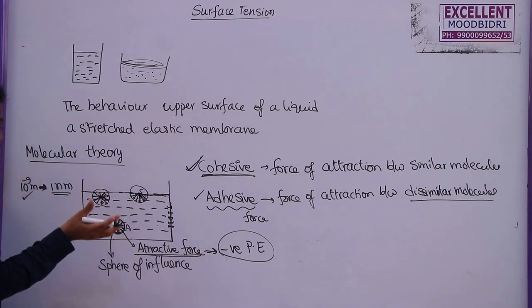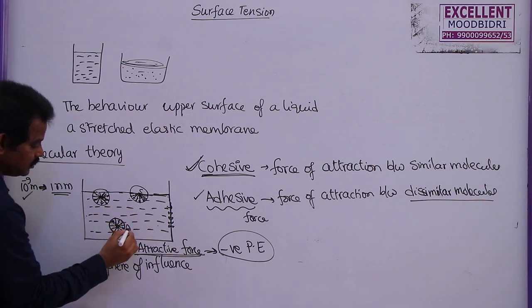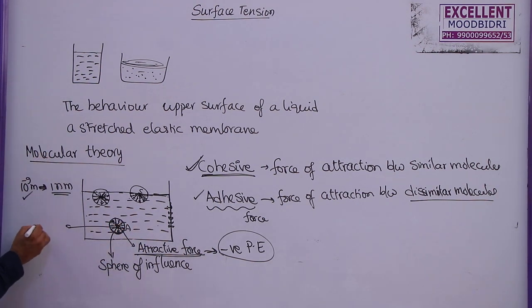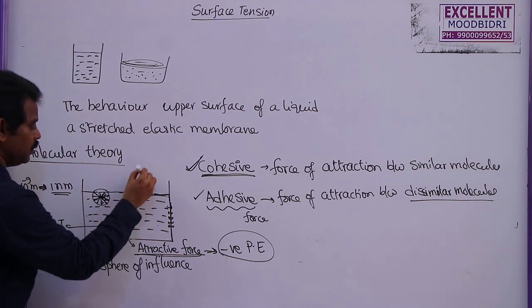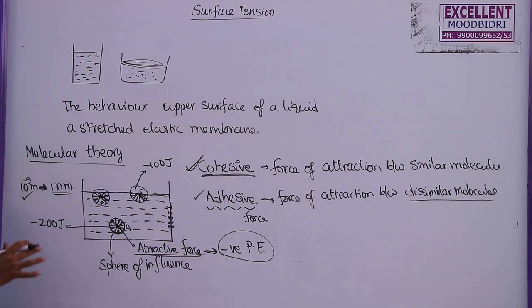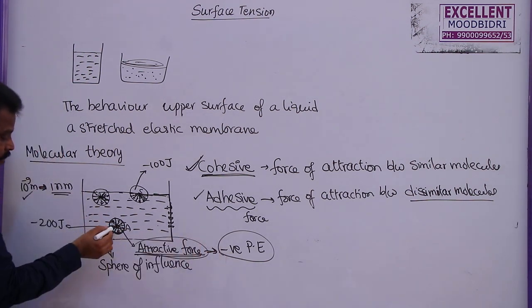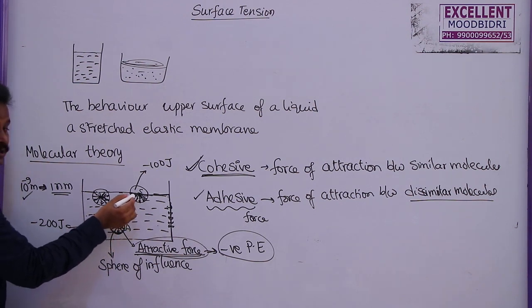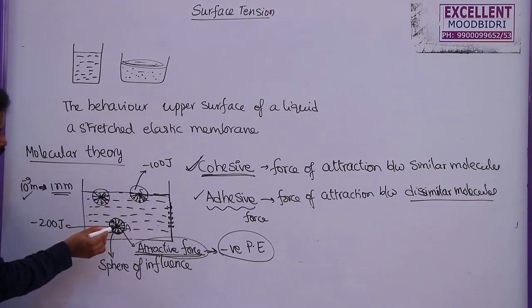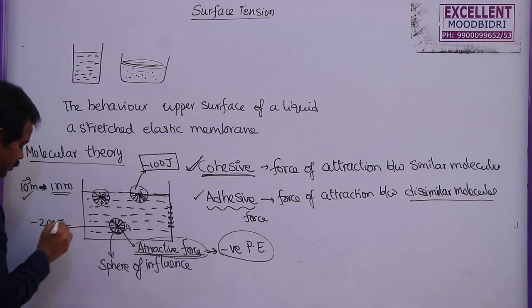Molecule C has exactly half of the potential energy possessed by this one. So let us say molecule A possessed 200 joules of potential energy, whereas molecule C will have only 100 joules of potential energy. Here potential energy is due to this attractive force. Here attractive force is more. Here attractive force is half of the attractive force possessed by molecule A. That's why the potential energy is less when compared to this one.